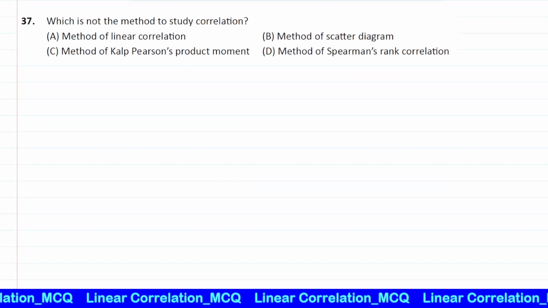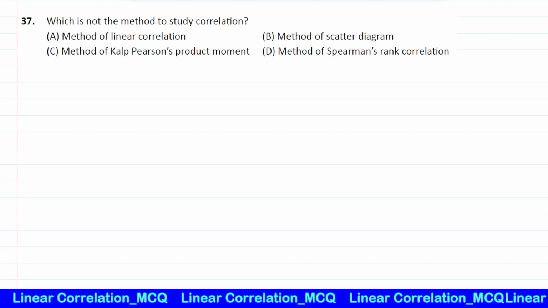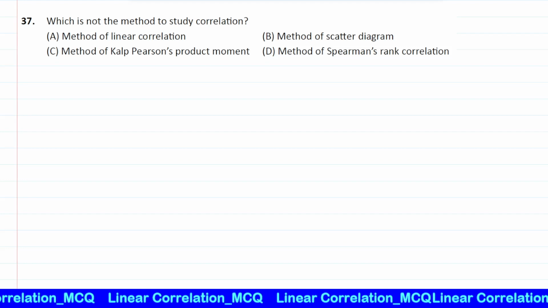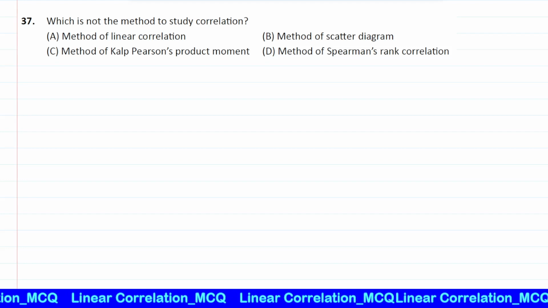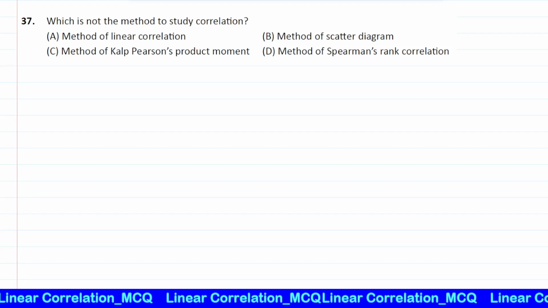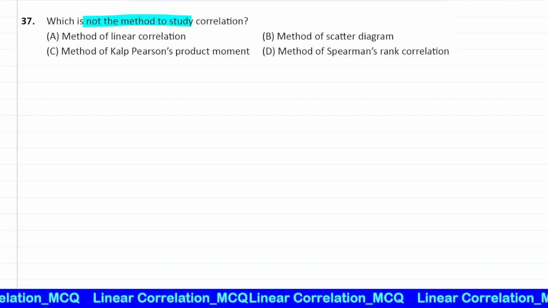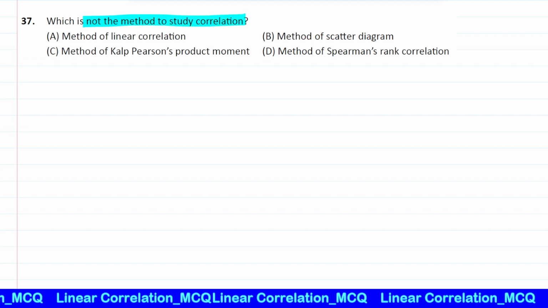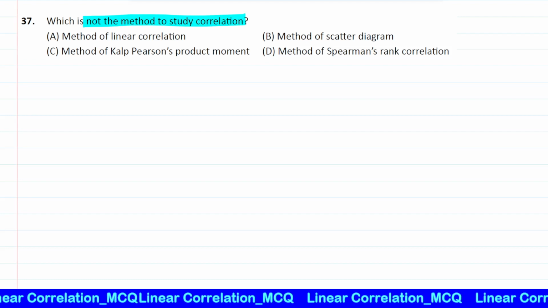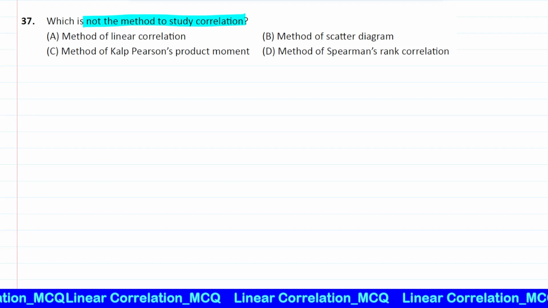Question number 37, which is not the method of study of a correlation. Okay, 4 options are given. Option A is method of linear correlation. Second is scatter diagram. Scatter diagram is a method of studying correlation.